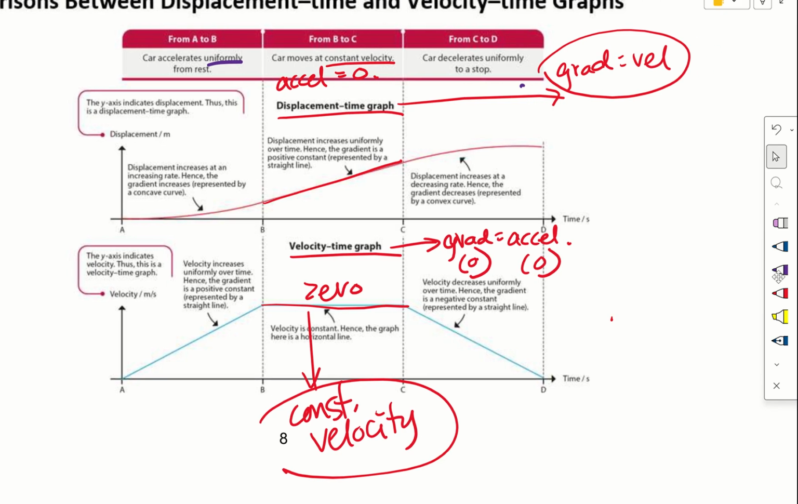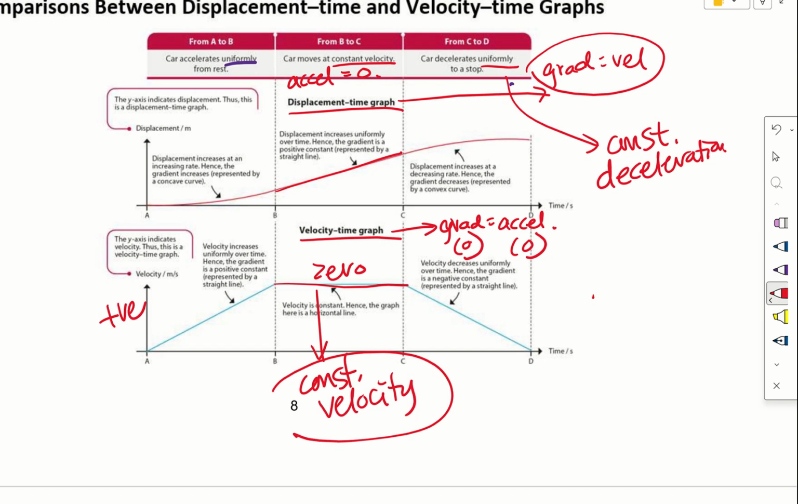All right. Now we go to the last part. The car decelerates uniformly to a stop. That means it is constant deceleration. So the velocity over here is positive. Now in order for it to be decelerating, or having velocity decreasing, the gradient must be negative, right? Opposite sign. So that means over here velocity is decreasing. I will say velocity decreasing at constant rate.